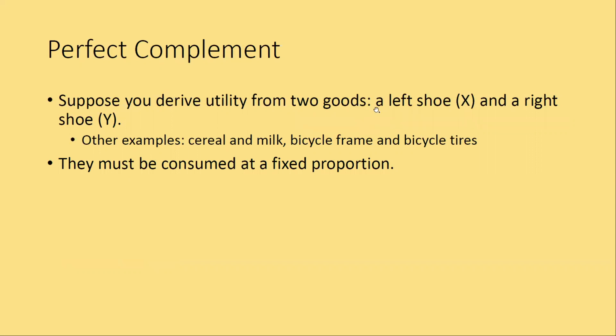The next type of special preferences we're going to talk about is perfect complements. So this is also a very interesting case. So suppose you derive utility from 2 goods, and here we are separately talking about a left shoe and a right shoe. And we all know that shoes have to be worn in pairs. Some other examples are cereal and milk that you eat for breakfast, and bicycle frames and bicycle tires, that have to be consumed in fixed proportion.